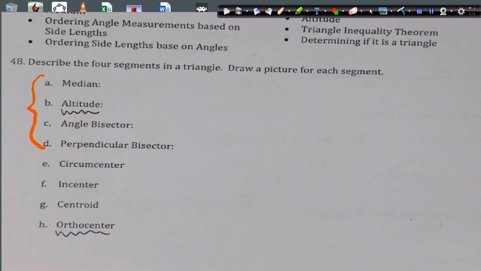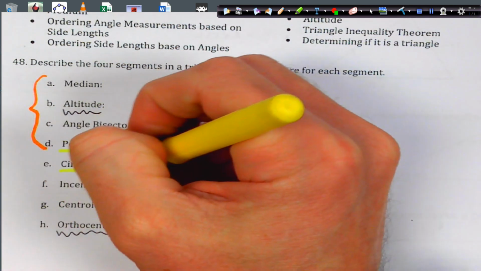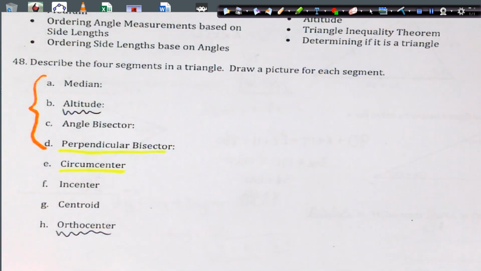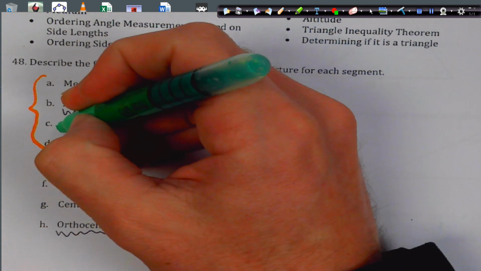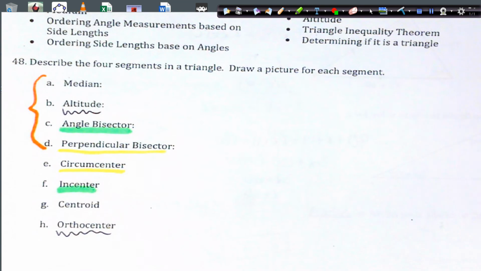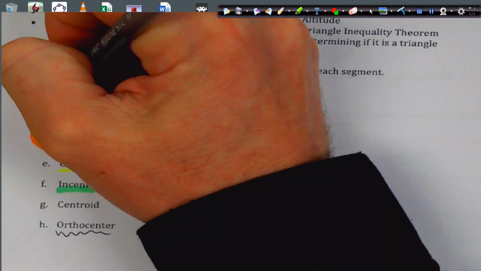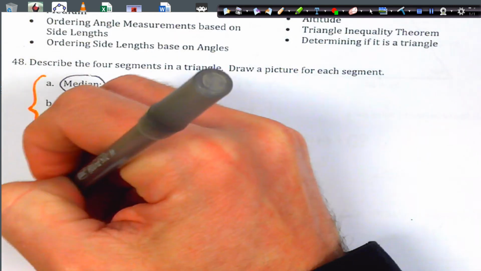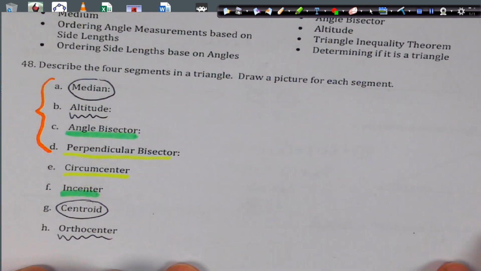Perpendicular bisector matches with circumcenter, they both have the R in the 3rd spot. Angle bisector, the AN, matches with the IN, the incenter, and then the last one right here is the median, which matches with the centroid. Okay, so those guys all match up. All right, boom.